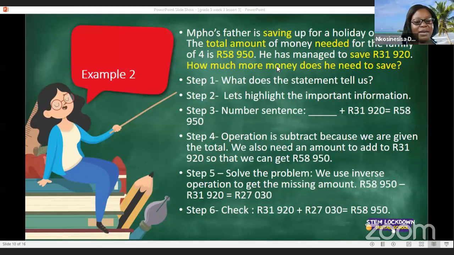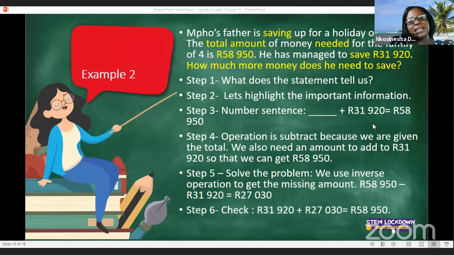I will go back again, Pearl. What does the statement tell us? It tells us how much is needed for Tinkin's father for them to have a holiday. And then it also tells us how much he has already. And then what we do not know and what we have to find out is how much he still needs to save.